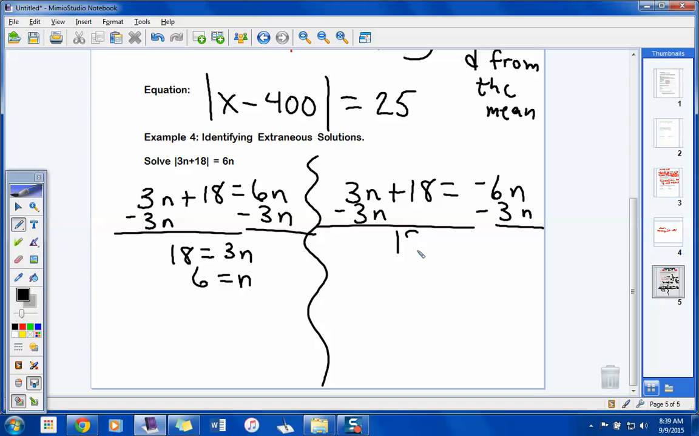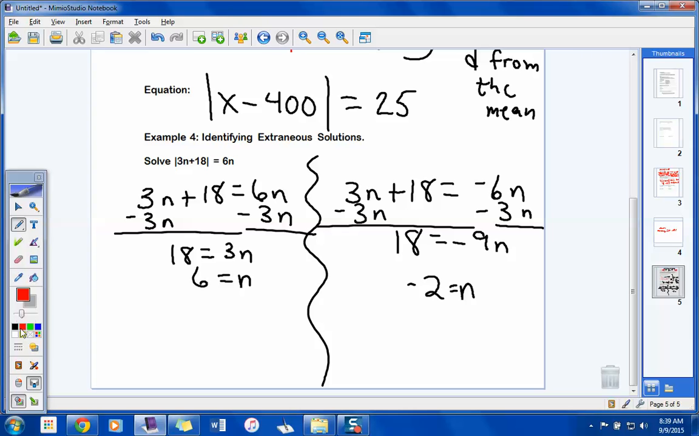I've got 18 this time equals negative 9n. Okay? Guys following along okay? So what's my n value going to equal this time? Negative 2. All right, so I've got n equals negative 2 this time. All right, I'm going to change to red here. There's some important stuff going on here. If I would substitute stuff back in, watch what happens.